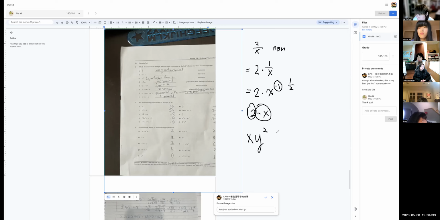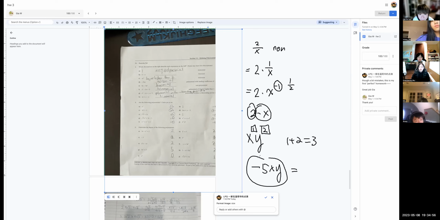So everybody, can you tell me, Graciana, what is the degree of this one? 3. Very good. Because this is x power 1 and y power 2. So 1 plus 2 equals 3. Get it, Vicky? Yes. Okay. So Jason, let's take a look at this one. Negative 5xy equals what? Equals monomial because there's only one term.